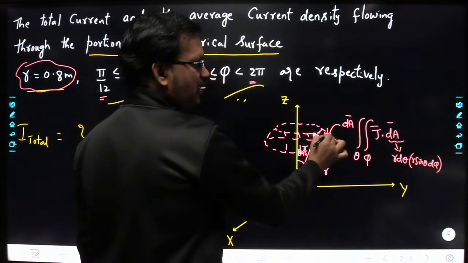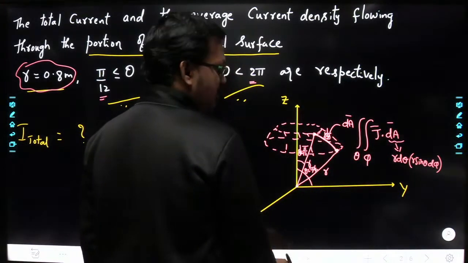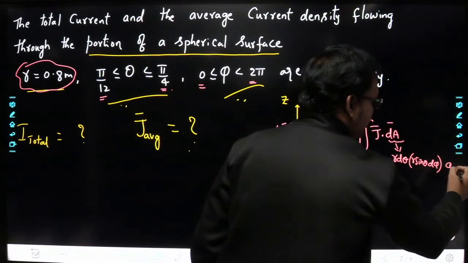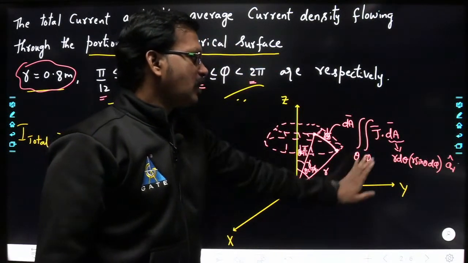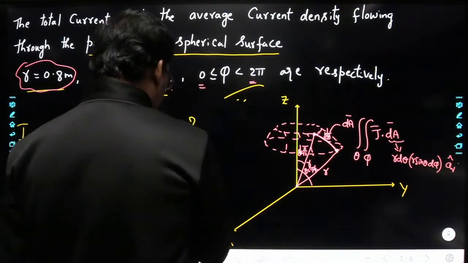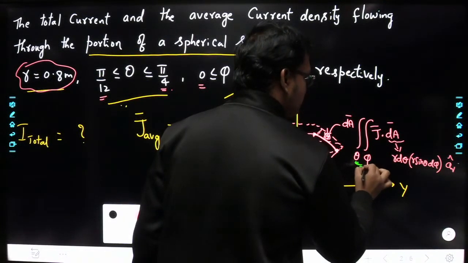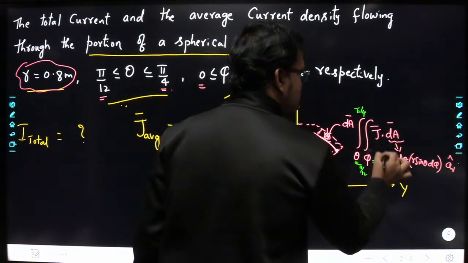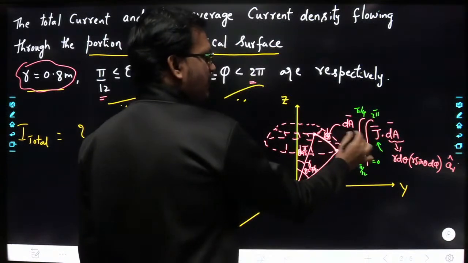If you draw the normal on the surface of the sphere, it always points in which direction? It always points in a-r cap direction. Understood? So it is going to point in a-r cap direction. Now just substitute the Z bar value here and determine this one. Here they have given theta is varying from where to where? Theta is varying from pi by 12 to pi by 4, and phi is varying from 0 to 2 pi. Now substitute the value of Z bar, then you are going to get I total.